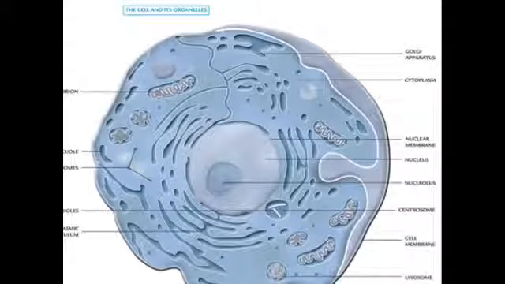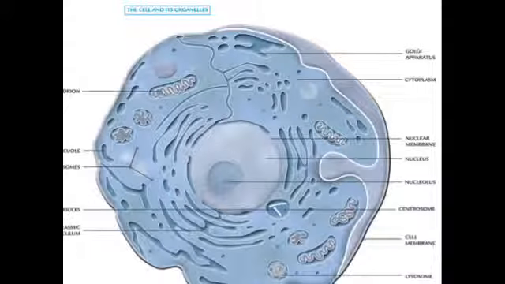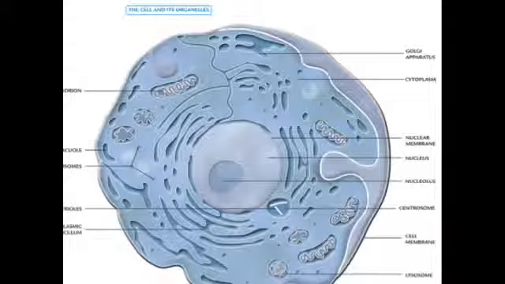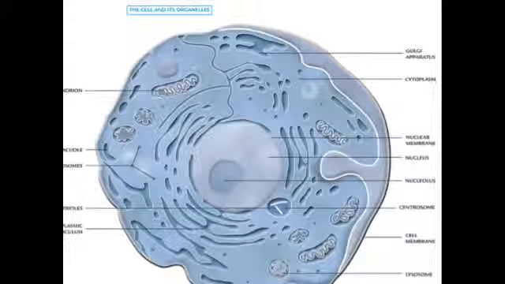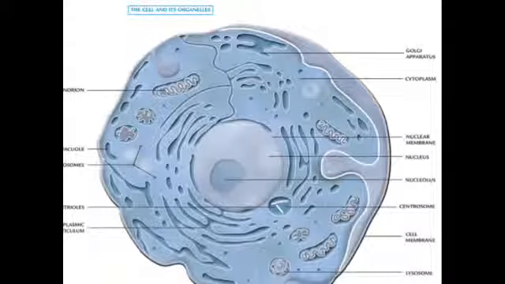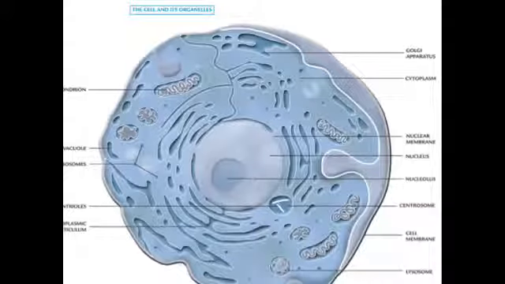Now, cells are a living structure, and they move around and have the ability to change. So your nucleus contains your nucleoli, your chromatin, and your nucleoplasm. Now, your chromatin is actually loosely coiled strands of DNA. And just before cell division, the chromatin becomes coiled even tighter to form your chromosomes.